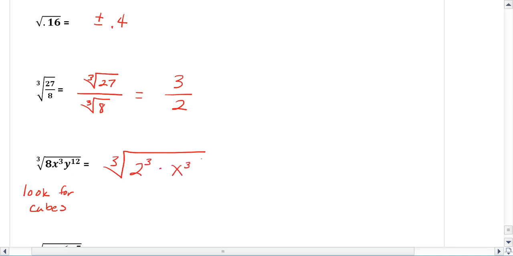Obviously, x to the third is a perfect cube. And any exponent that divides by your root is a perfect root for that particular one. So since 12 divides by 3, I know that y to the 12th is a perfect cube, and so I'm going to write that as y to the fourth raised to the third power. So what I have here is this is a perfect cube, this is a perfect cube, and this is a perfect cube. So there's not going to be anything left under the radical. So doing the cube root of all these, we will have 2xy to the fourth, and again, no plus minus sign.